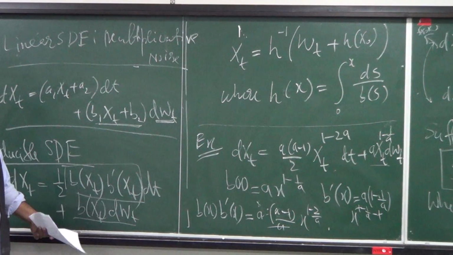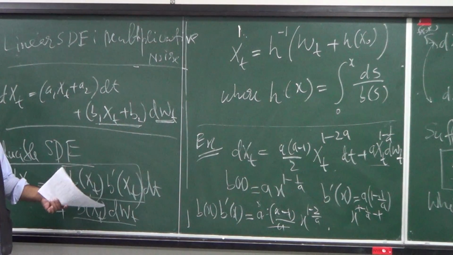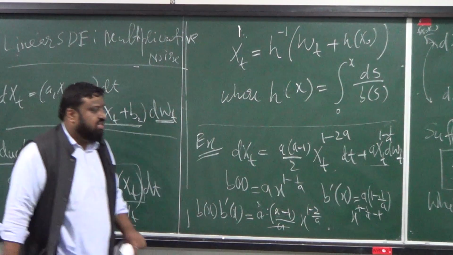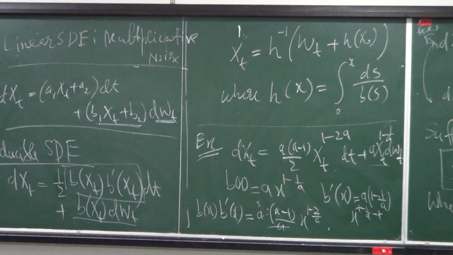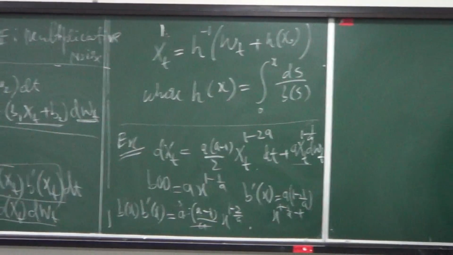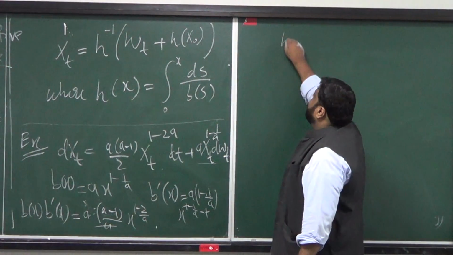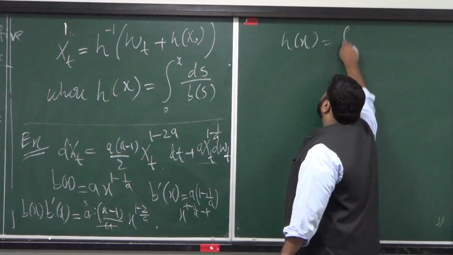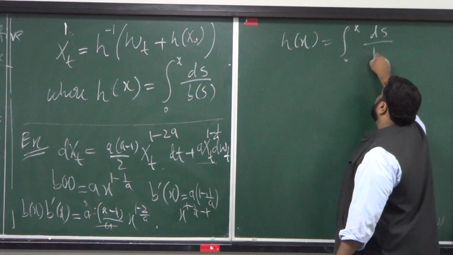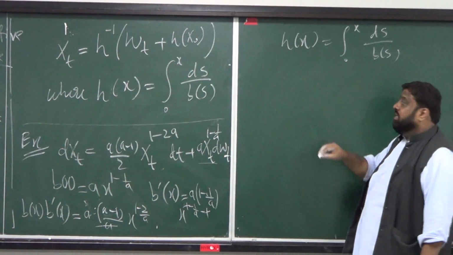So again, it's like guessing what kind of form it has. And once you have it, how can you solve it? In order to solve this, you need to compute h first. So you need to compute h of x, and h of x would be that you integrate, for example, from 0 to x, ds over b of s.